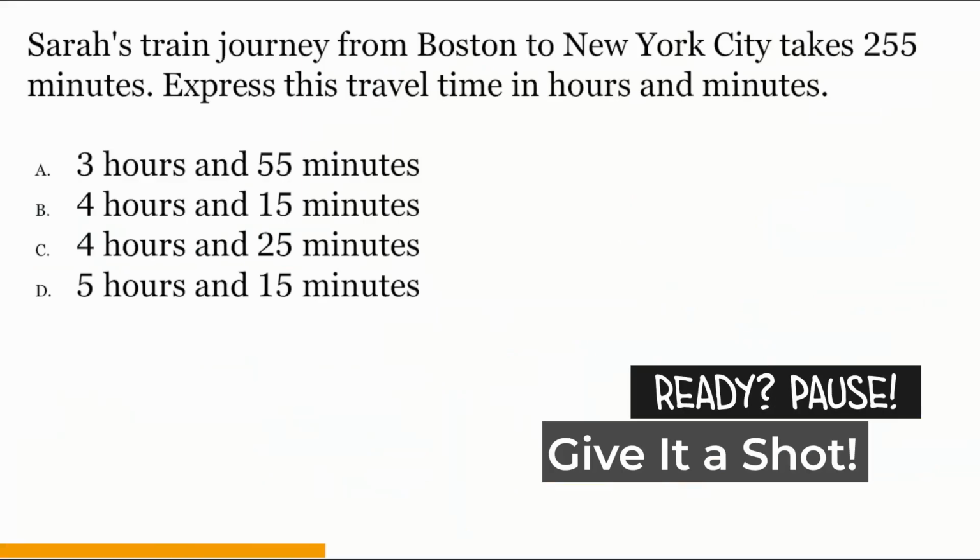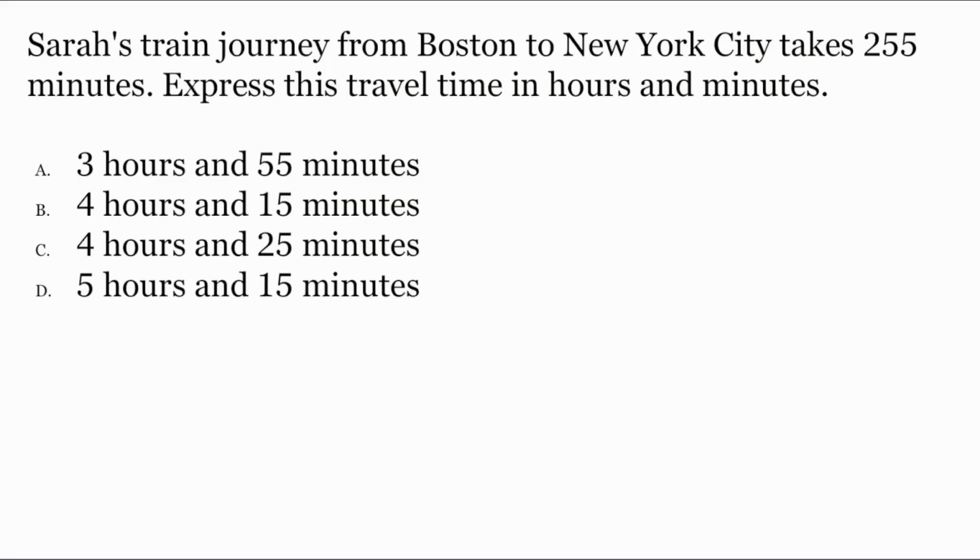All right, so let's take a look at this next example here. Here in this problem, the goal, again, when we read the question sentence, here it says, express this travel time in hours and minutes. And if we read the first sentence, given how short the problem really is, we see that it says, Sarah's train journey from Boston to New York City takes 255 minutes. So if we understand this properly, we are starting with 255 minutes. And we need to turn this into hours and minutes.